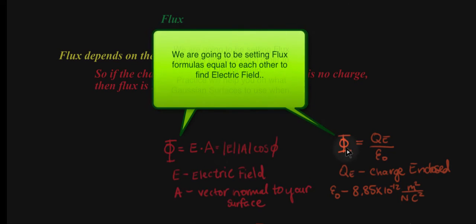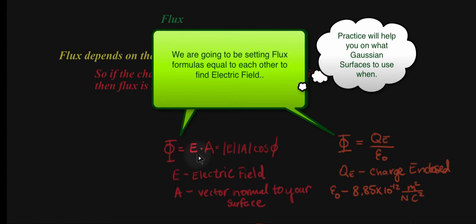Otherwise, what you're going to be doing is setting these two flux formulas, EA equal to Q over epsilon naught, and using the respective definitions to find your electric field for any shape. Make sure that if you use a cylindrical Gaussian surface, that the length of the wire far exceeds the radius.